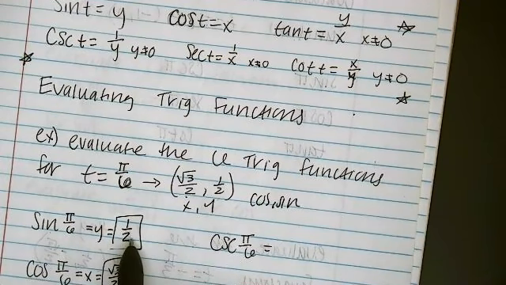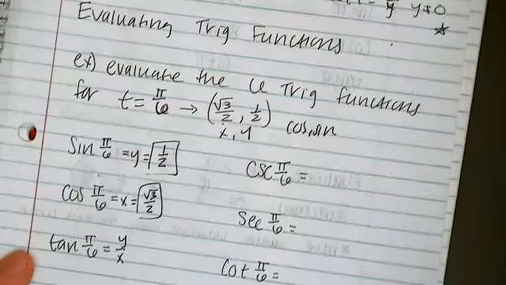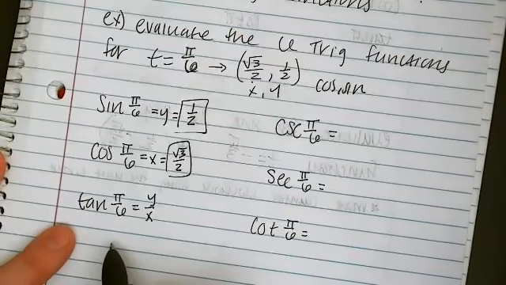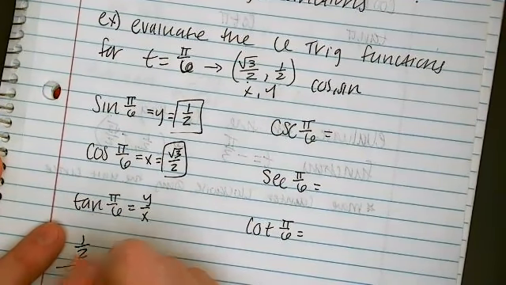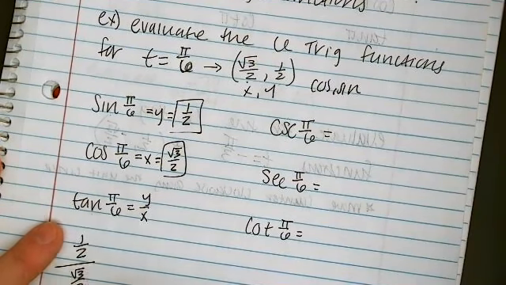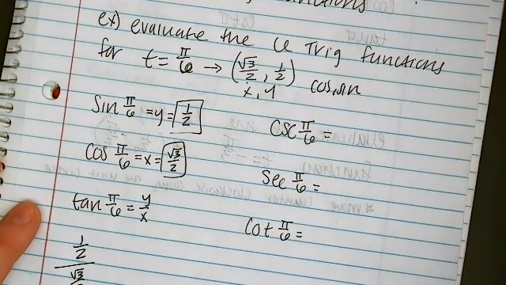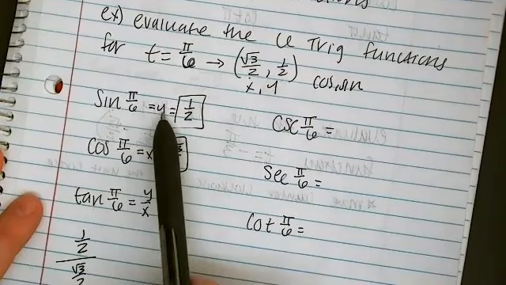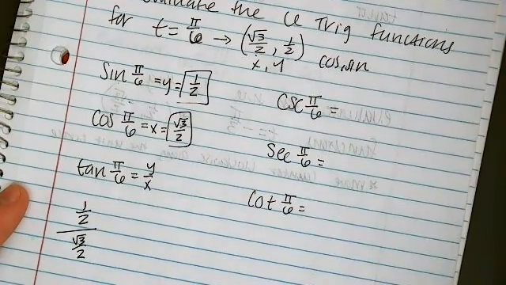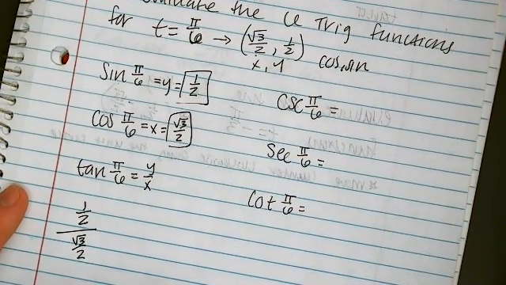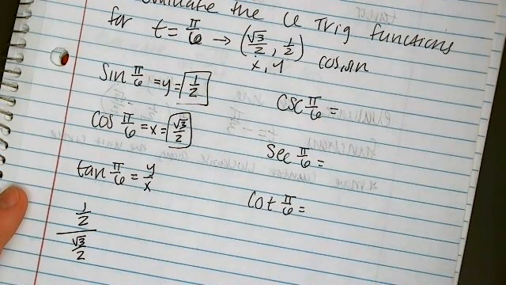Tangent is y over x. So I take my y value over my x value. I'm going to do the work down here because it's actually going to have some work done to it. So we take 1/2, all divided by root 3 over 2, because we take sine over cosine, or our y over our x. When we divide by a fraction, think about what that means and how we can simplify this. Dividing by a fraction is the same thing as multiplying by its reciprocal.